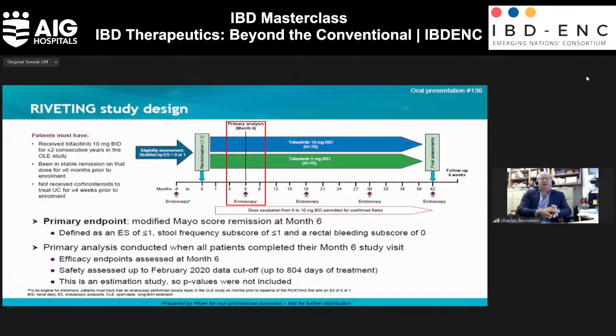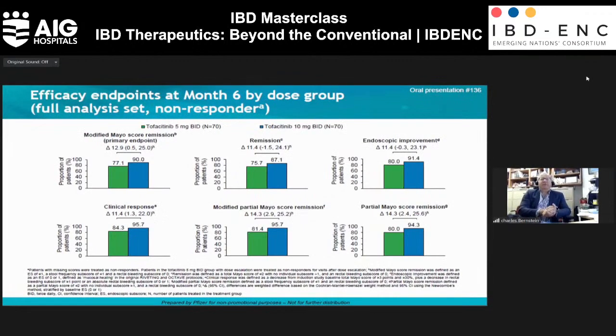This study, called the RIVETING study, was taking patients in long-term remission on 10 milligrams twice a day, and then they were randomized to remain on 10 milligrams twice a day or drop to 5 milligrams twice a day. And the data look a little bit different than what I just showed you that Colombel had published from the long-term extension of OCTAVE. So what you see here in blue, the blue bars, I hope it's coming out.